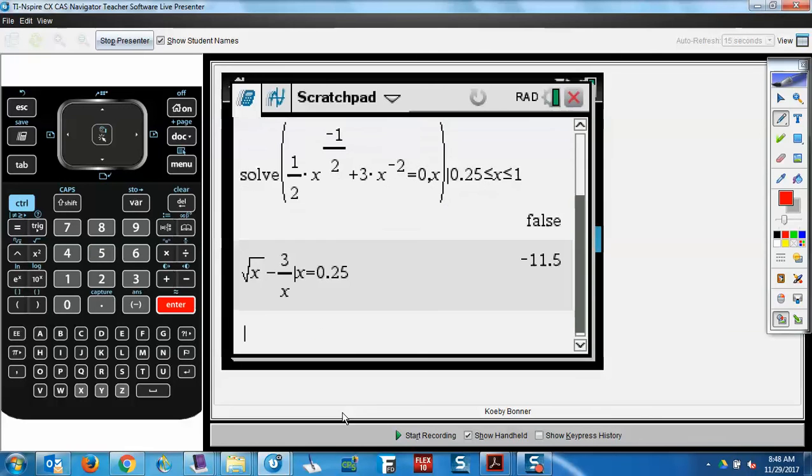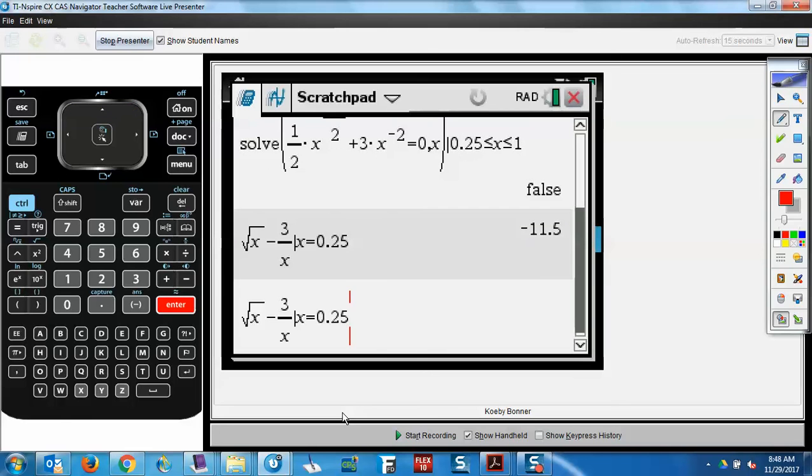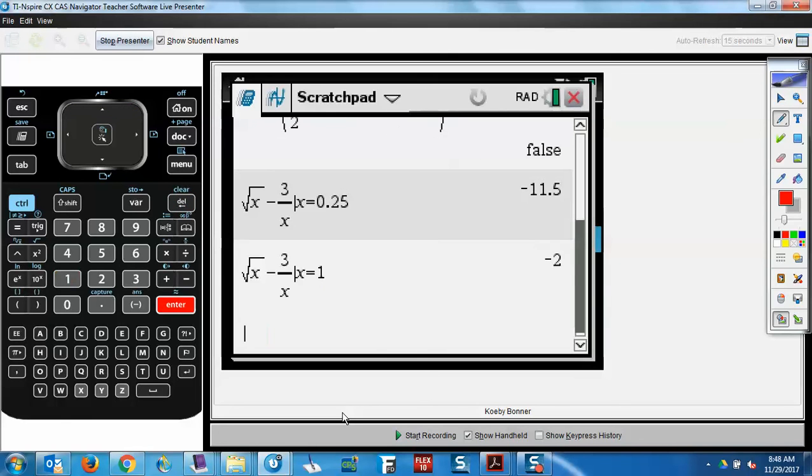Hit enter. Okay, and now here's the beauty of it. Arrow up and grab it, hit enter, and now delete the 0.25 and put in the 1. If we had like 4 or 5 things to plug in, this would be really fast, right? You could just grab it. So that's something to think about. Again, we don't do a solve when we're doing this.